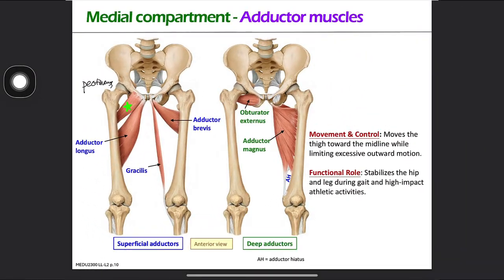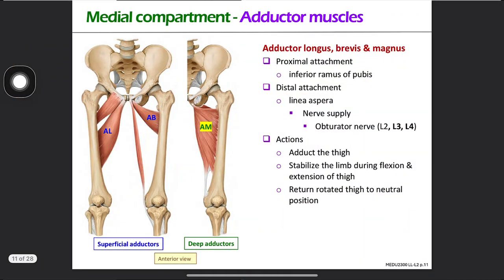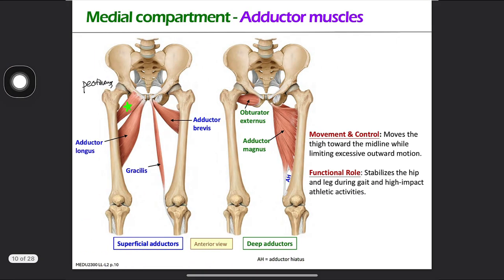Okay, so let's do it one by one. By the way, adductor muscles. If you want to be a lady, then you have to train up your adductor muscle. Yes, particularly the gracilis.